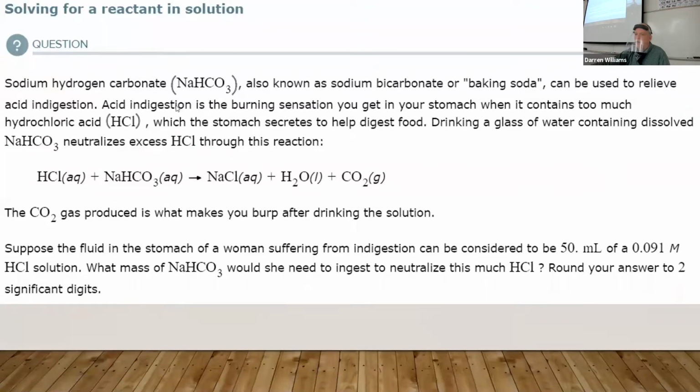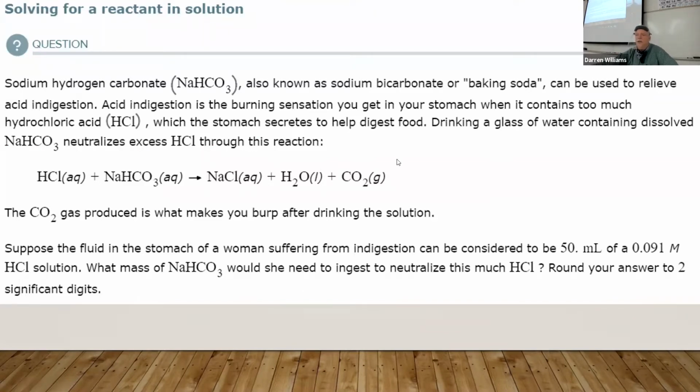Let's look now at a stoichiometric problem, finding or solving for a reactant in solution. This is a nice long problem here in ALEKS. I like it because it's an everyday example.